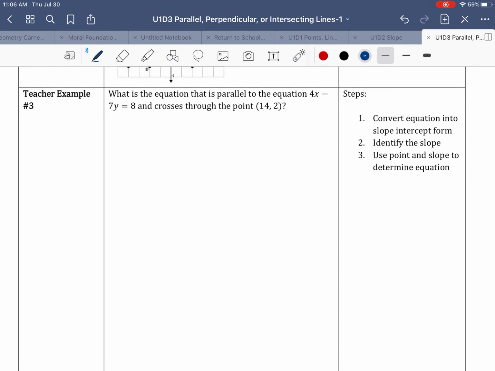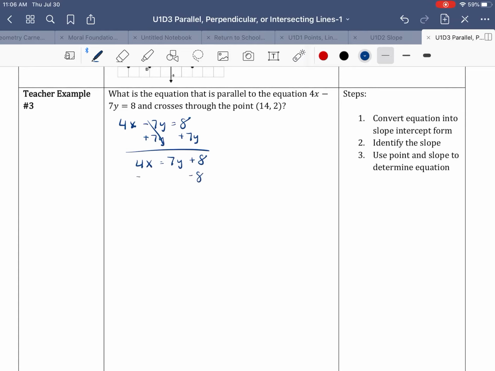Okay, let's take a look at teacher example number 3. What is the equation that is parallel to the equation 4x minus 7y equals 8 and crosses through the point 14, 2? Since we're talking about parallel, we need to find what the slope is. If it's given to us in standard form, then we need to convert. 4x minus 7y equals 8, and I add 7y: 4x equals 7y plus 8.